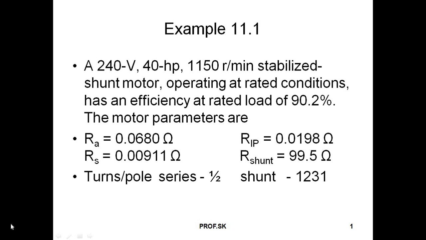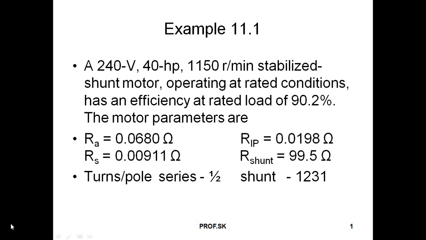Good morning to all. Today we are discussing a DC motor problem. A 240 volt, 40 HP, 1150 RPM stabilized shunt motor operating at rated conditions has an efficiency at rated load of 90.2%.